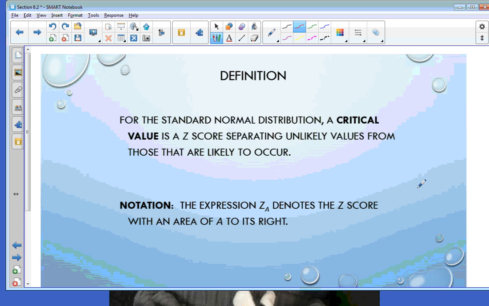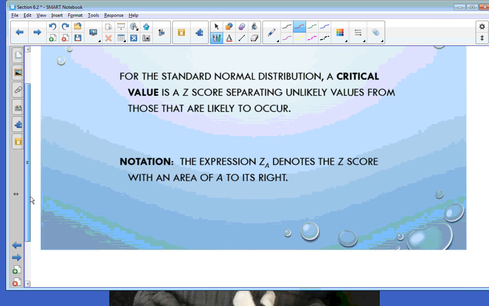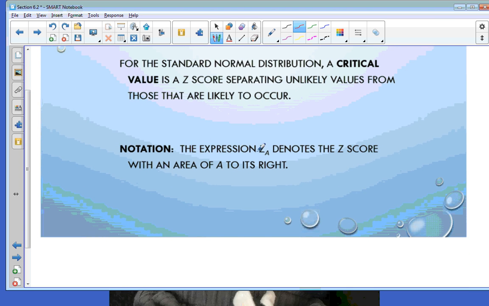So lastly, we're going to find a definition here. A critical value is a z-score separating unlikely values from those that are likely. We've talked about likely and unlikely values before. The notation that we use is the expression z with a little a at the bottom, and that denotes the z-score with an area of a to its right.